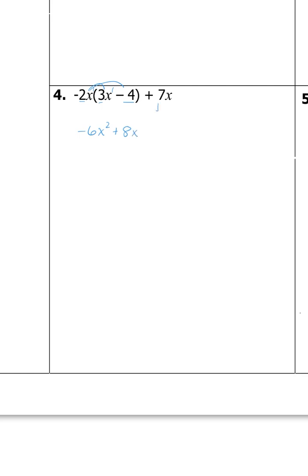Now I'm going to go ahead and bring down this plus 7x because now I have like terms that I have to add together. So I have to add my 8x and my 7x, okay? Since those two are the same, I'm going to add those and I'm going to get 15x. And I'm going to add that to my -6x squared. I can't put these together because this is x squared and these are just x's. They're not the same.